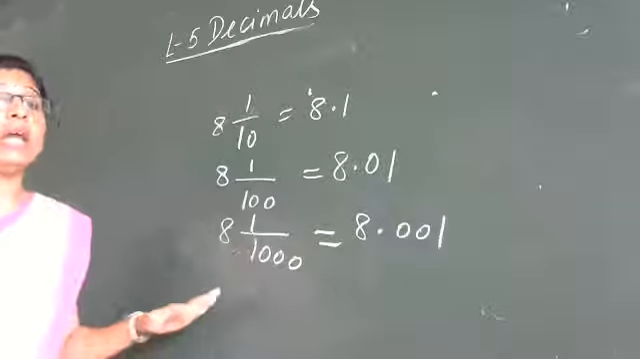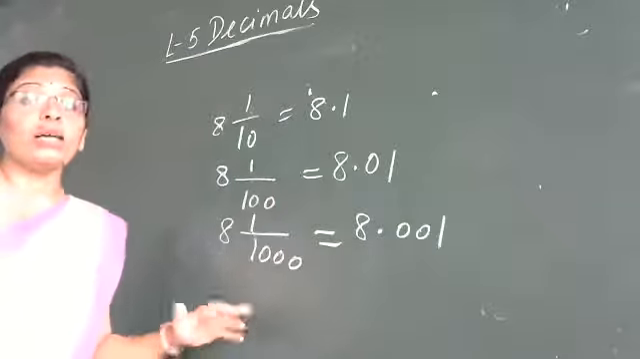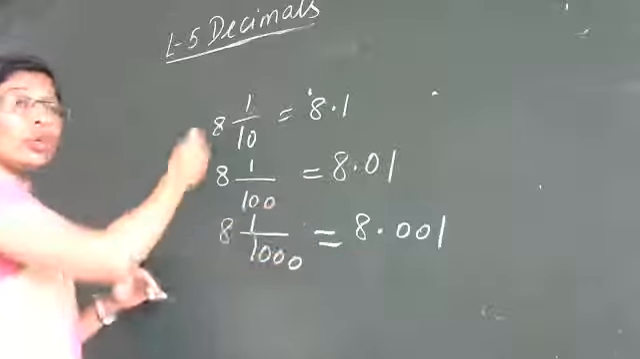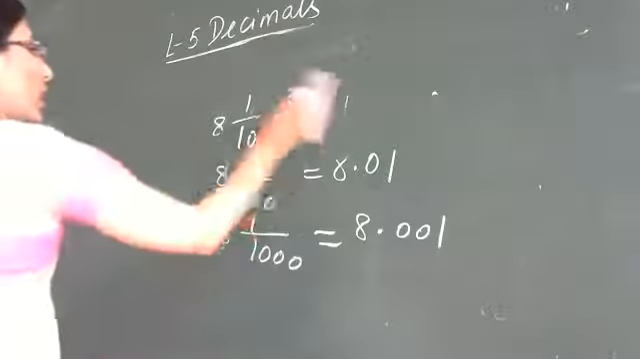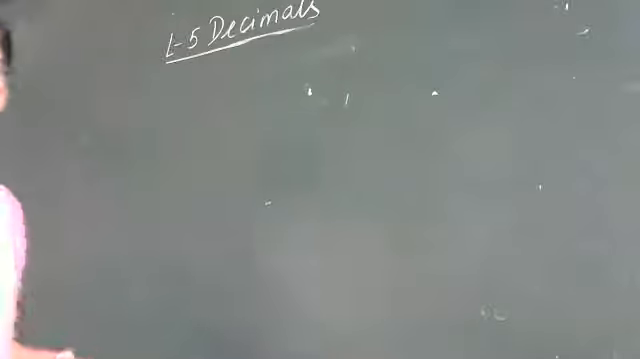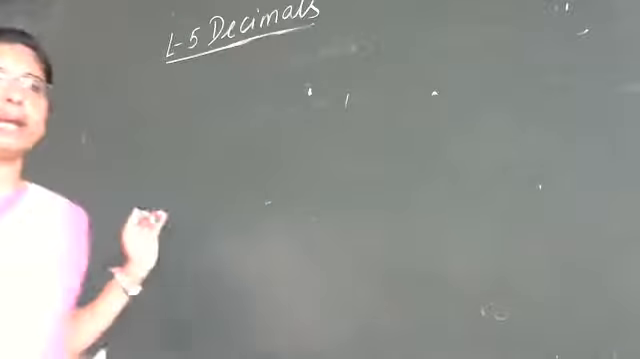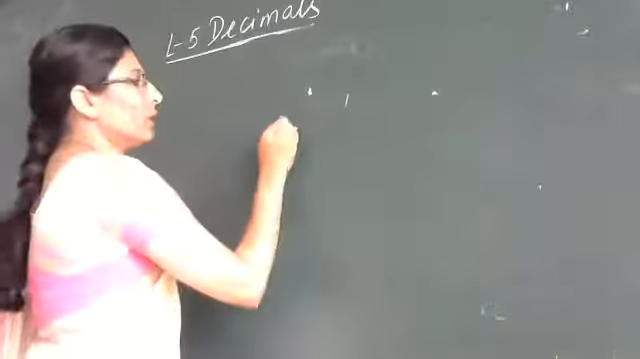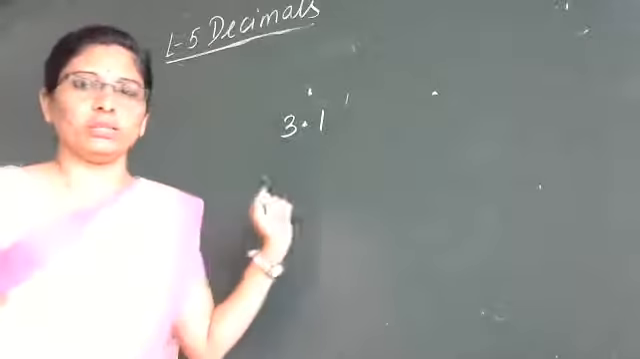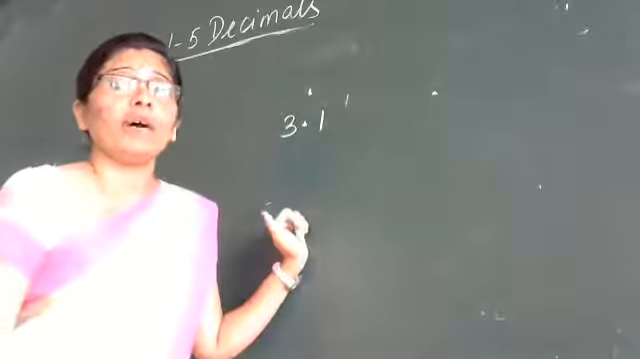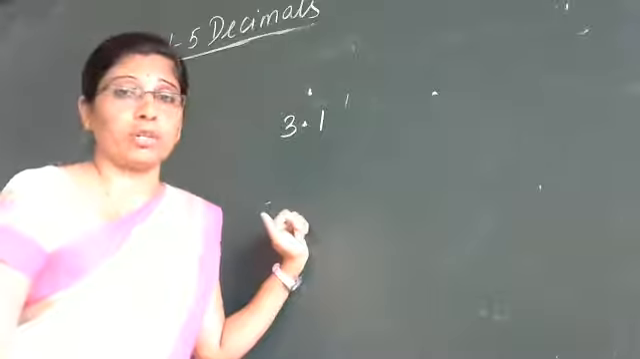Okay. Now we will see how we can convert a decimal into a fraction. Opposite of that, decimal into a fraction. Now for example, see here, 3.1. Now this is a decimal. We need to convert it into a fraction.